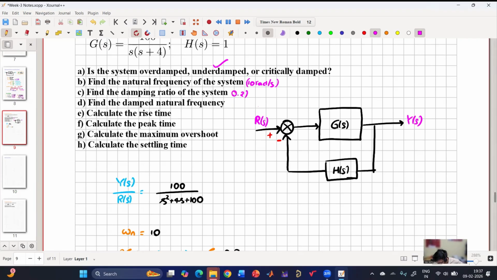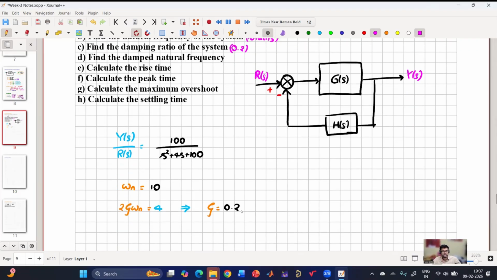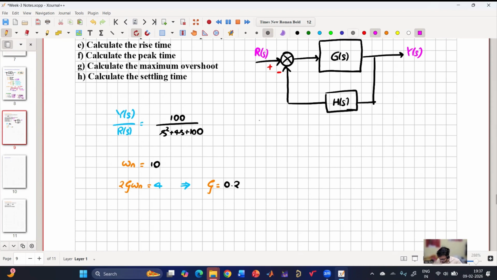Point 0.2, right? We have just calculated the damping ratio zeta. Yes, sir. Now, what is the damped natural frequency, which we have already defined, which is given by omega d, which is nothing but omega n into square root of 1 minus zeta square. So can anyone tell me what will be the omega d? Once you calculate, can you let me know what is omega d?